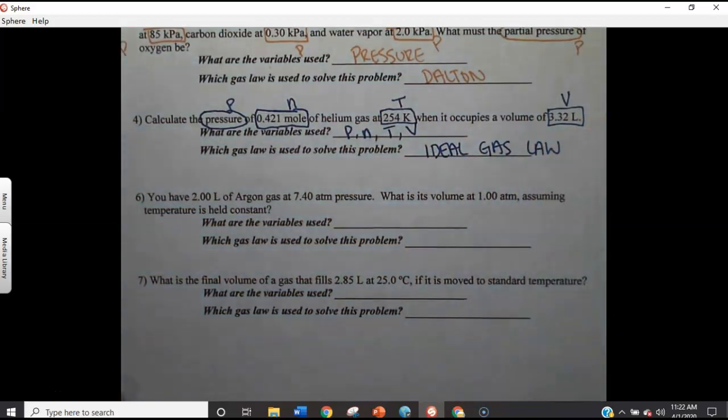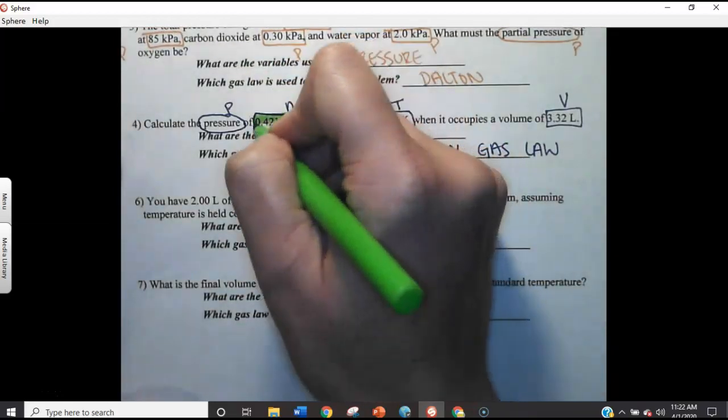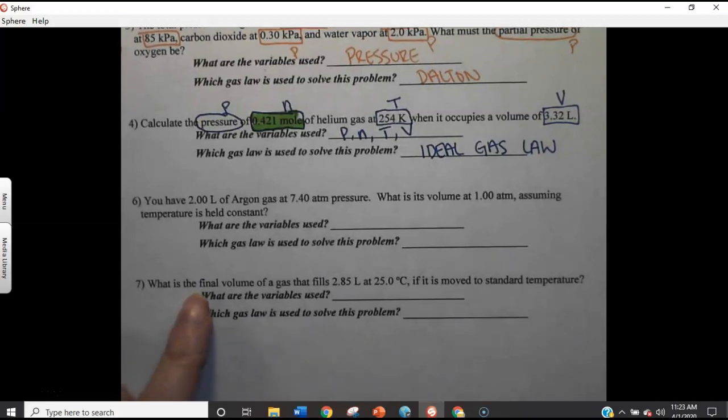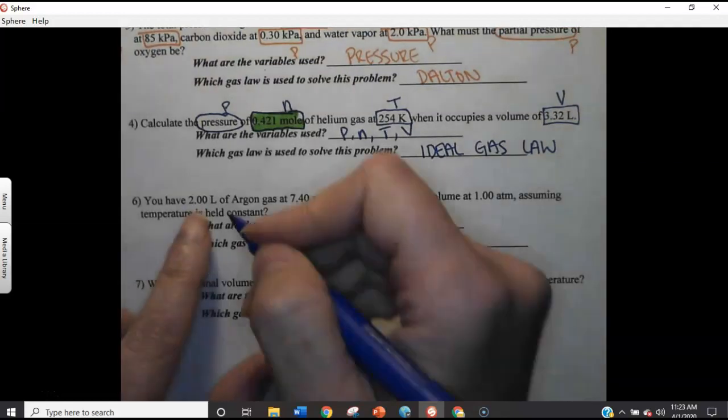Now, really, and I'm going to highlight this one. Anytime you see moles in a question, it's the ideal gas law. The only equations that we're doing in class this year that have moles in them is the ideal gas law. So that's a huge hint that you should be using that one. Because I know you've already done this, you're just checking your work.